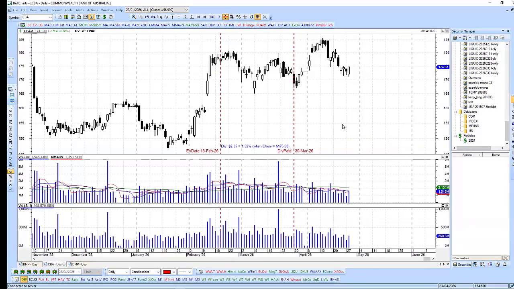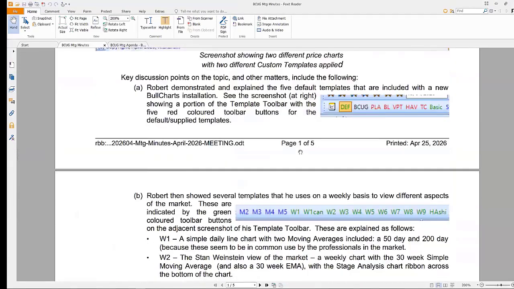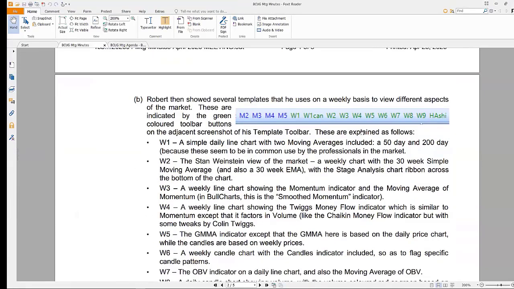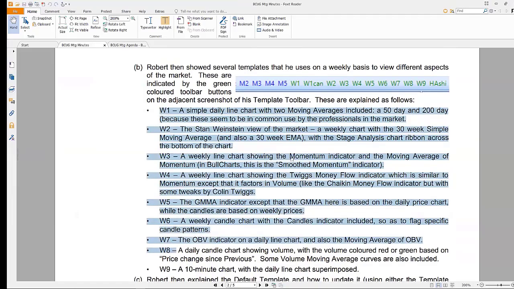As I said, I'm not sure if you'll use a number of templates or not when you're viewing the market or the index or stocks or what your watch list or whatever, or if you're always stuck on your default template. I'm not sure. But here's what I do. Along my toolbar down here, as I put in the minutes document, I've got a screenshot of a portion of my template toolbar and a list W1 to 9 of what they all are.